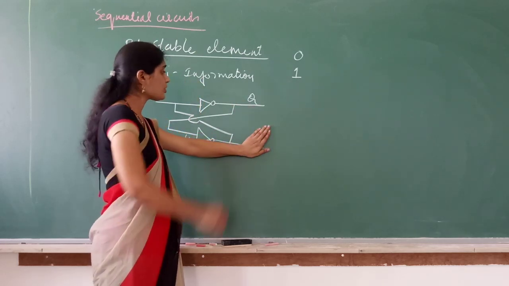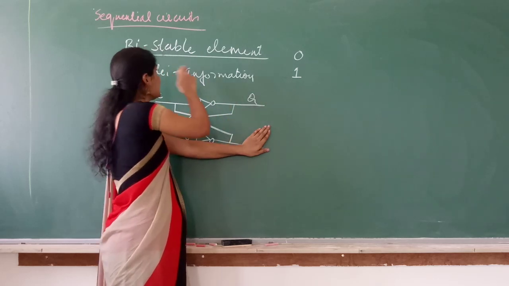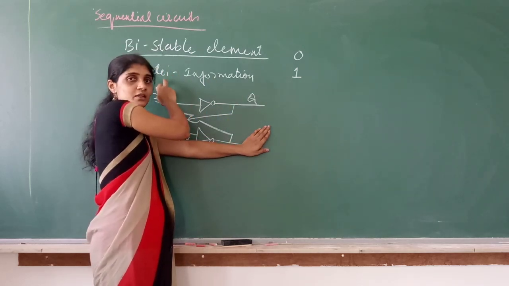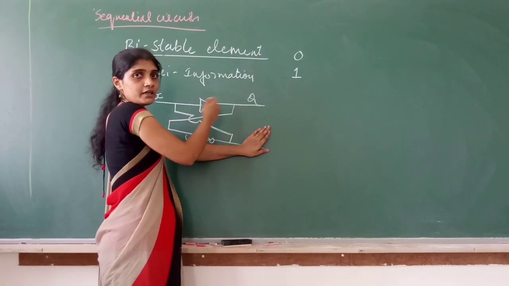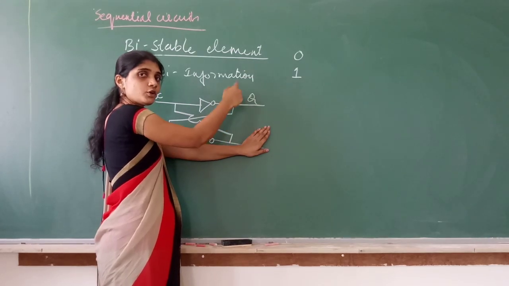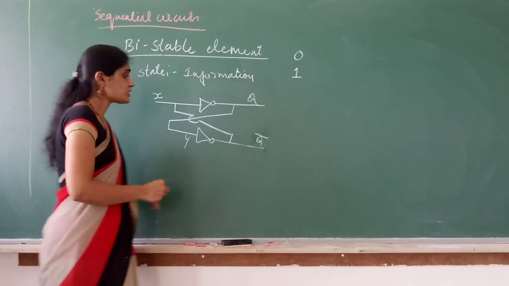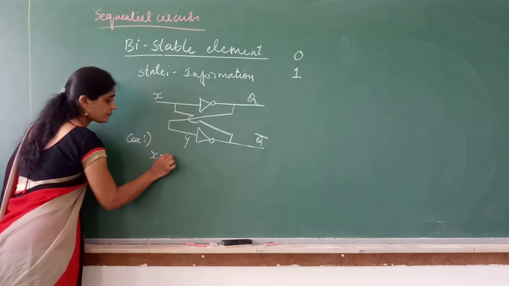So, what is the output of this element? Q. Depending on this, you are going to tell the state of the bistable element. So, Q is the output, or Q is the content of the bistable element. This element will store the value Q, which can be either 0 or 1. So, take case 1. Case 1 is what?